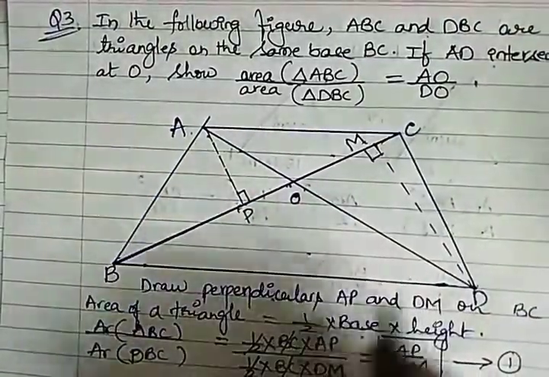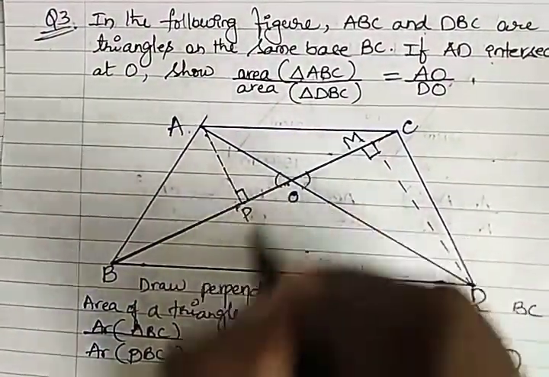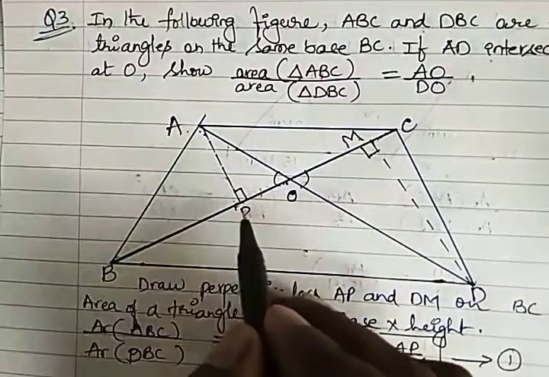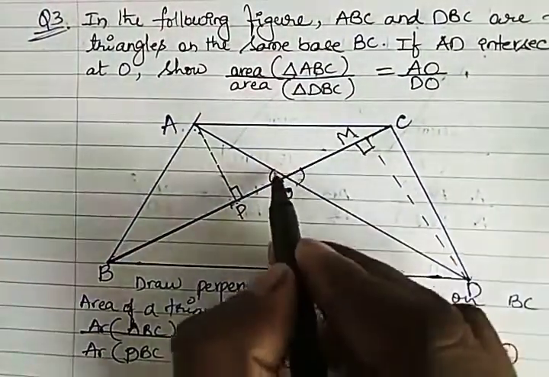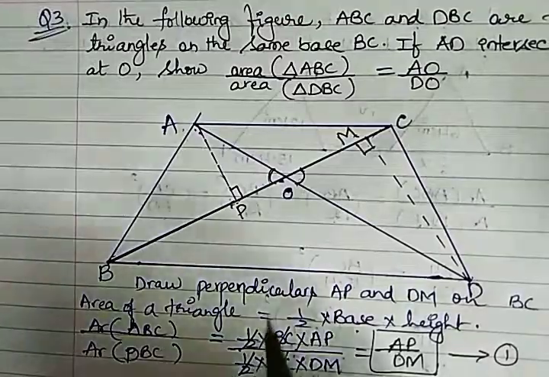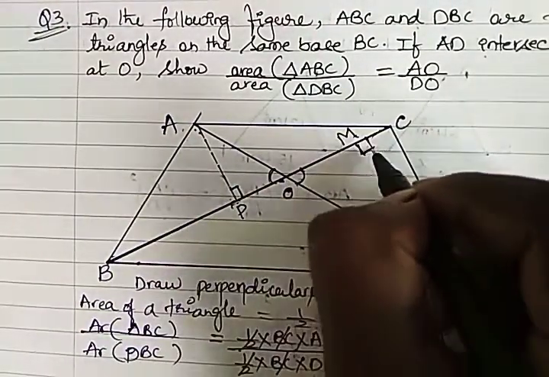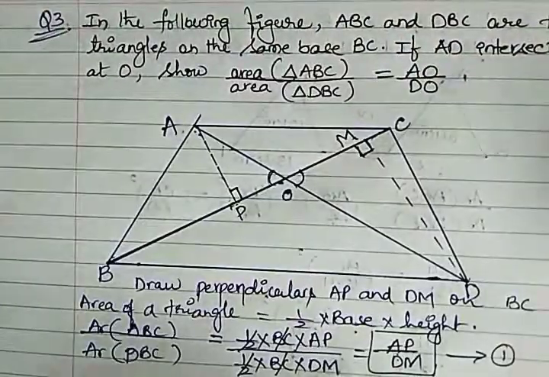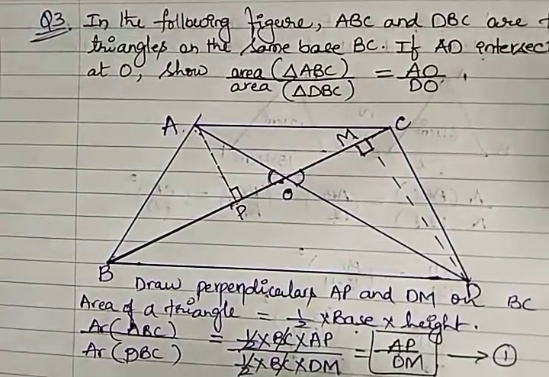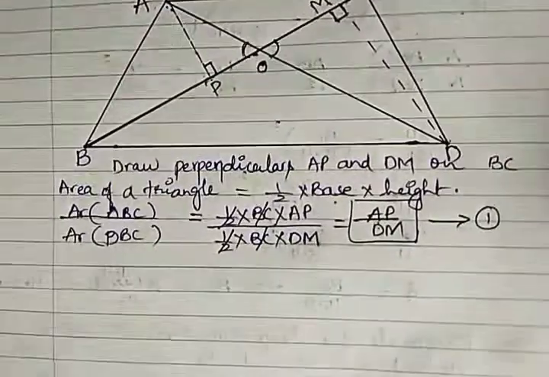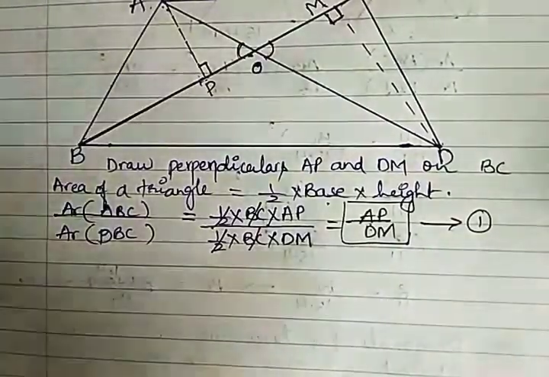What are the similarities we have in these two triangles? One is vertically opposite angles. In triangles APO and DMO, one is vertically opposite angle. What is the next one? Right angles. So we have two pairs of angles which are equal in both the triangles. So we can say that both the triangles are similar to one another.